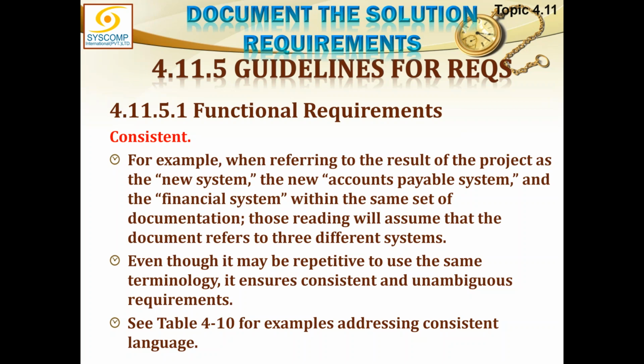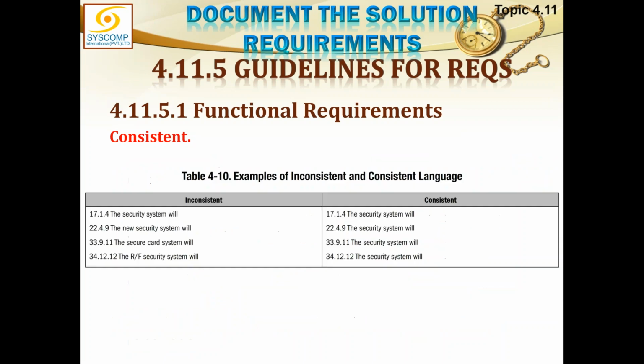Table 4.10 is an example of consistency. In an inconsistent statement, you write the security system will do this, at another place you write a new security system will do this, then you say the secure card system will do this, the RF security system will do this. Well, why don't you write the same thing everywhere? The security system. Like in the consistent column, it says the security system will do this, the security system will do this. So keep using the same name.